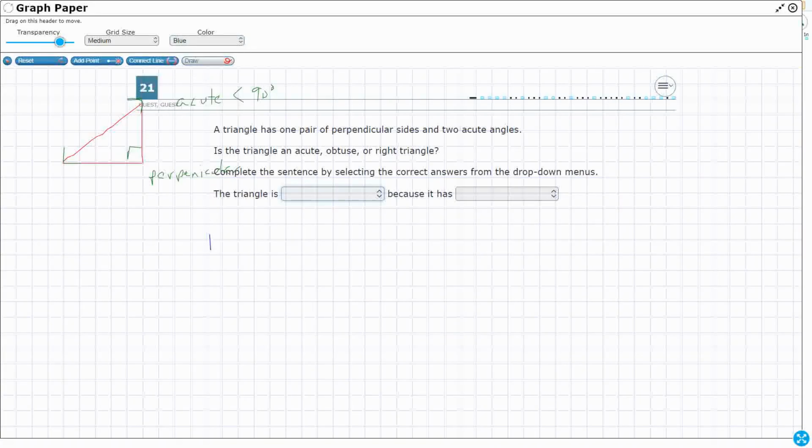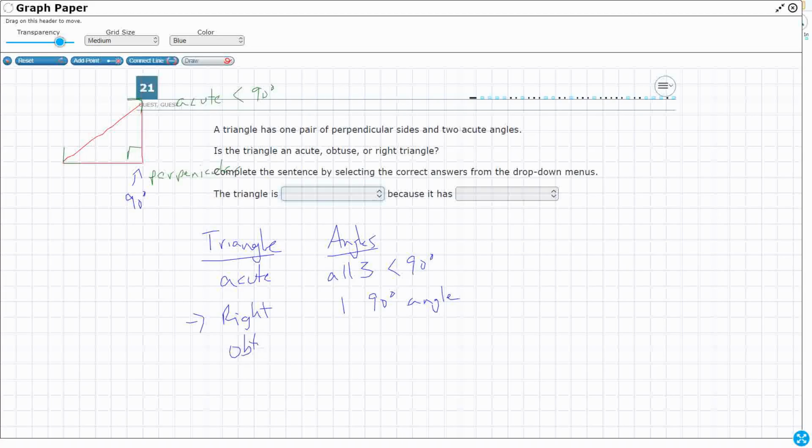Well, acute triangles. I know acute triangles have all three angles acute. All three are less than 90 degrees. Well, that's not going to work because I've got that 90 degrees right there, because perpendicular sides make a 90-degree angle. Okay, a right triangle has one 90-degree angle. And then by definition, the other two are going to have to be less than 90. They're going to have to be acute. And that looks like that's what I've got.